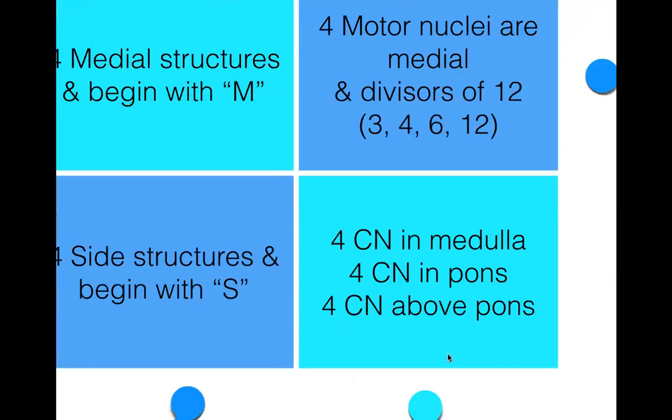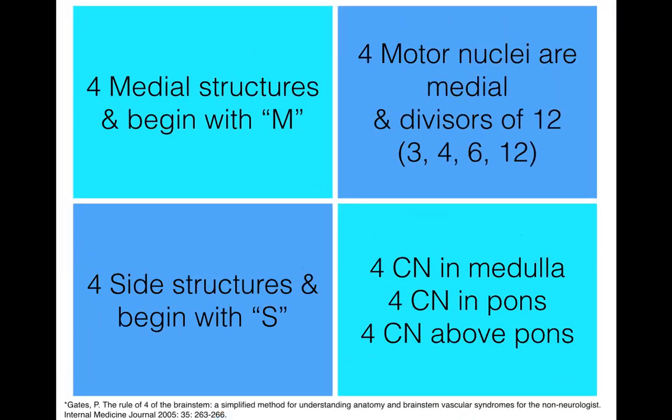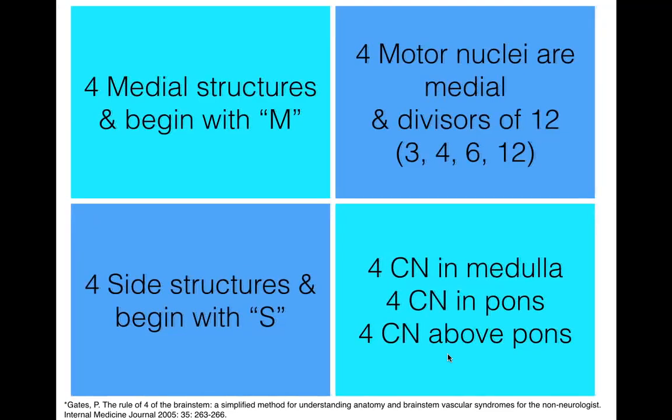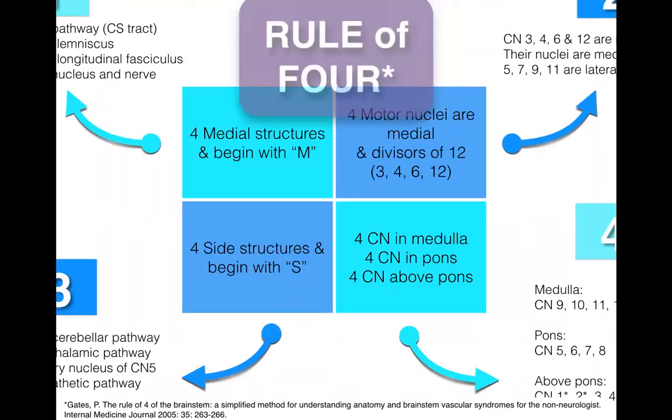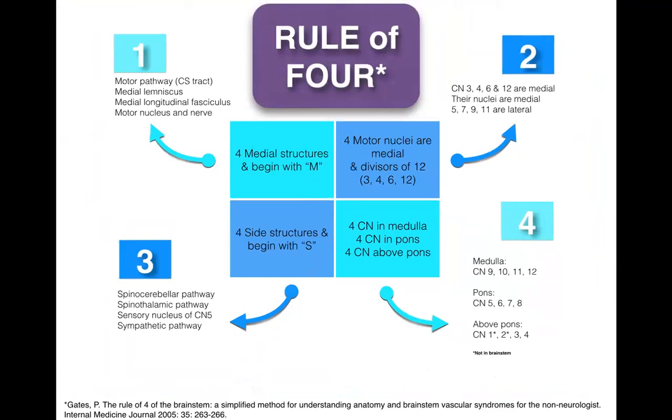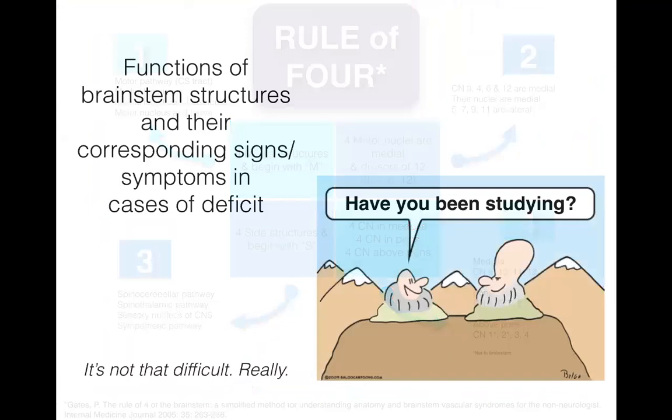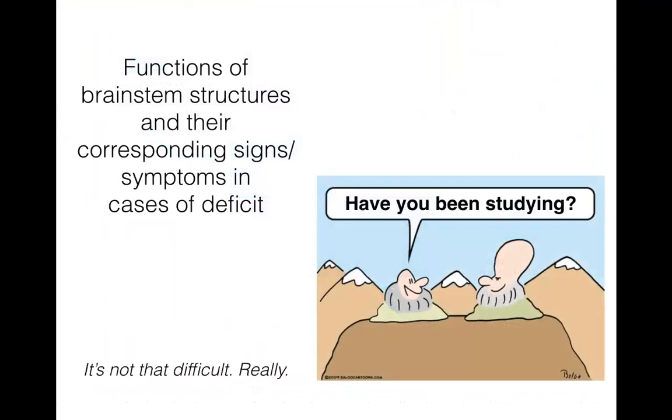So just simply remember this rule of 4, and you would actually survive and be very adept in localizing the different brainstem lesions. Okay, so now let's move on to the different functions of these different brainstem structures that we have mentioned. And let's also review the corresponding signs and symptoms in case there's a deficit affecting these neurologic structures.